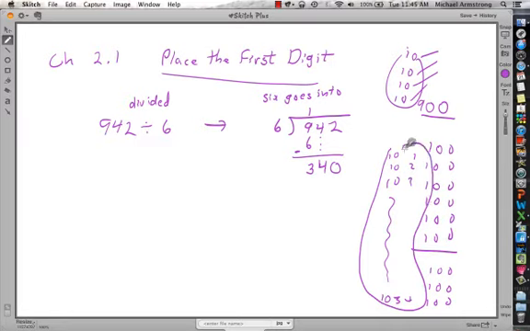My paper is getting a little bit messy. I haven't even changed colors yet. That's how exciting this lesson is.